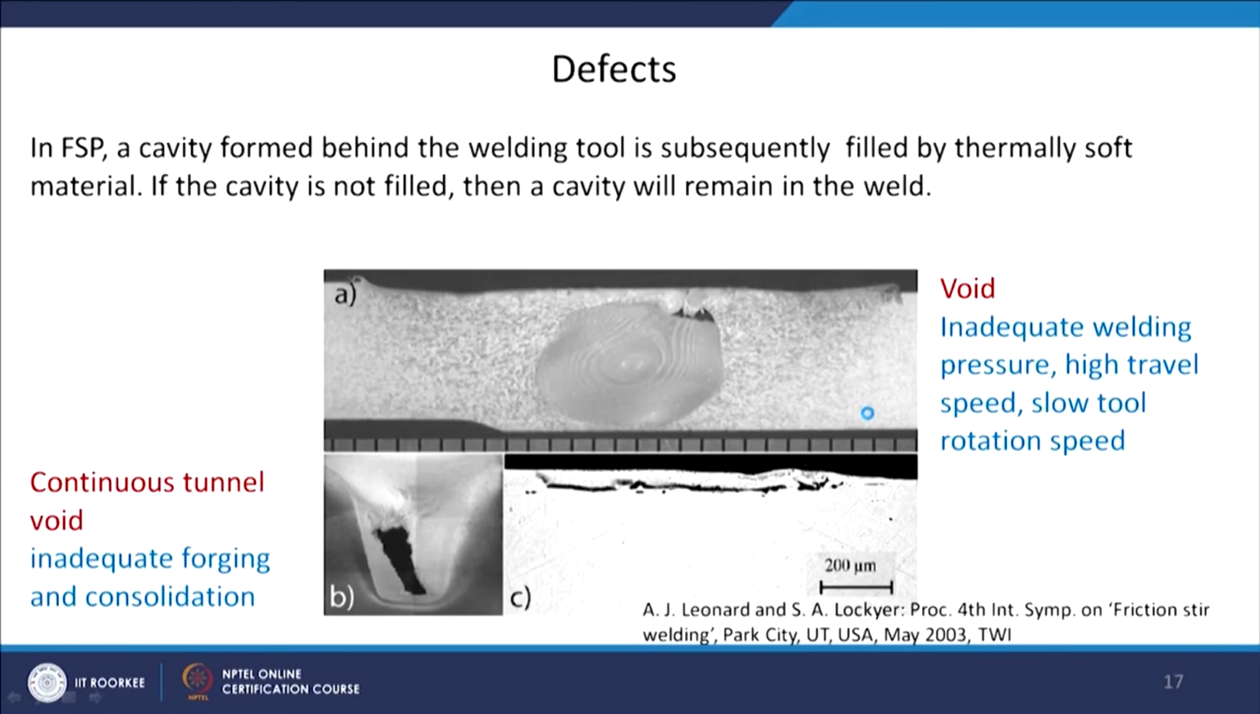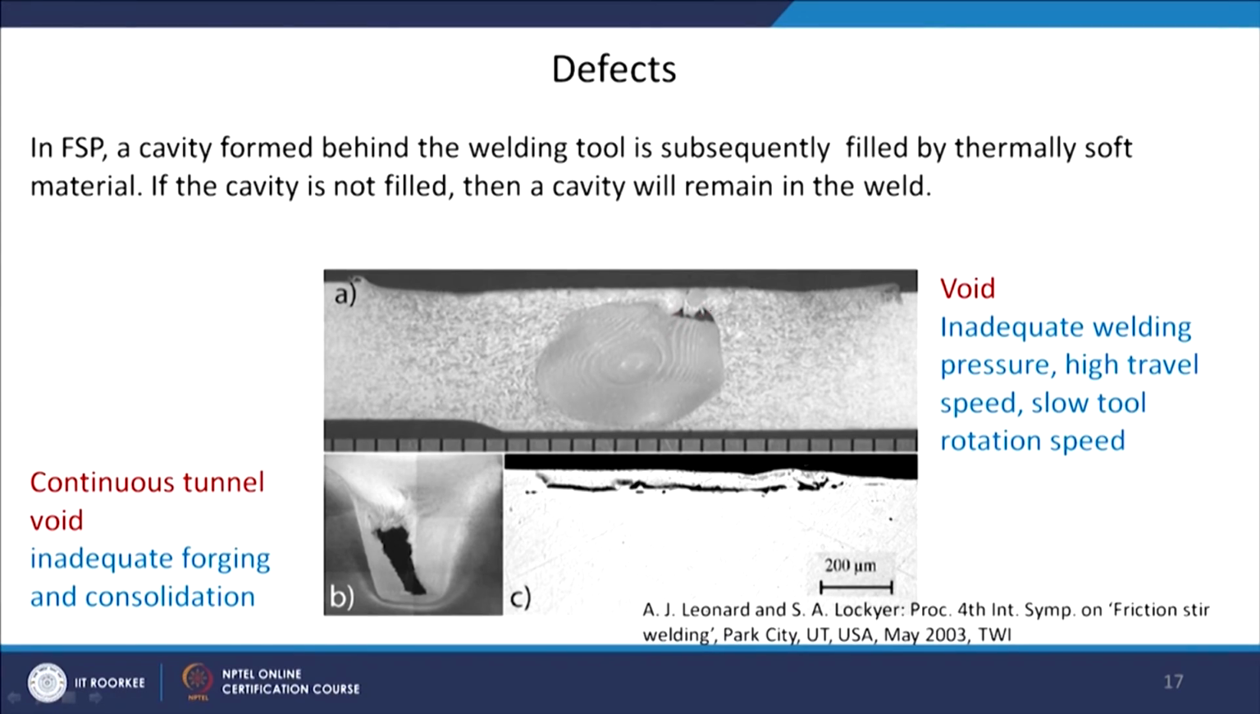Now, what will be the defects which you can encounter during the processing? So few defects are shown here. And people have now worked out how we can remove these defects. One defect is called a void, which can occur on the advancing side, just below the shoulder.